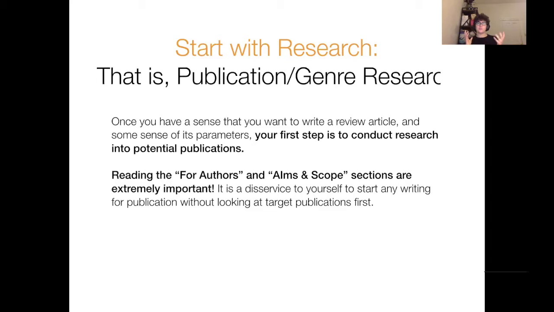And so what she taught me was the first step in publishing anything is to actually study the publications and look into what their expectations are in terms of finding the right publication that's going to align with your goals, but also, even if you know the publication that you want to publish in, making sure that you produce a document that will meet their expectations. You don't want them to have to work that hard or stretch that far to say yes to you. And so going to the journal web pages, reading the for authors section, reading the aims and scope section is extremely important. It's a disservice to yourself to start writing for publication without looking at target publications first.